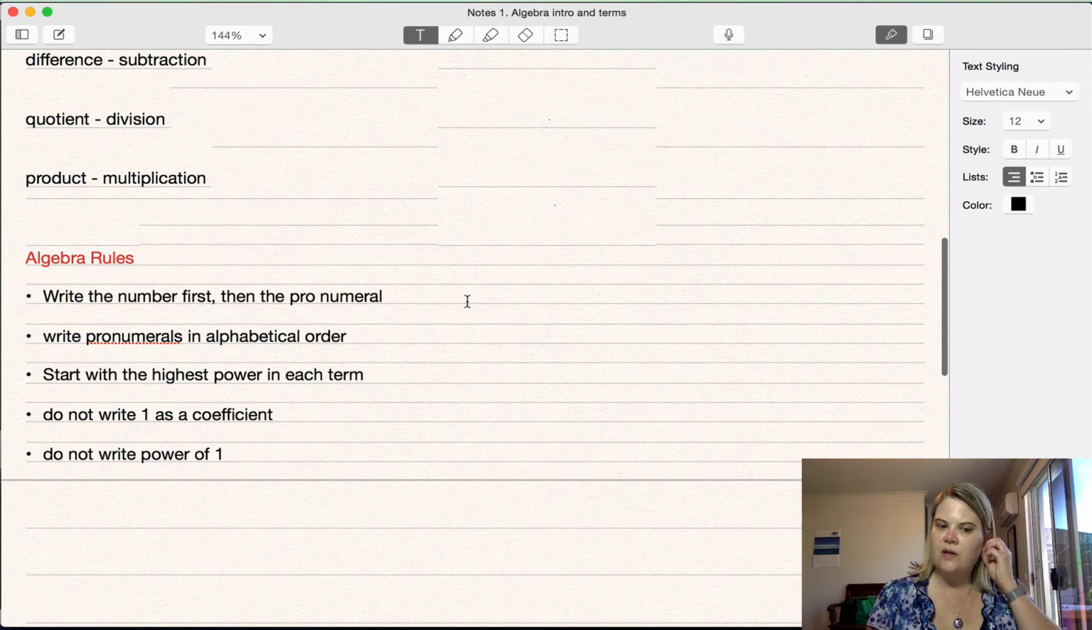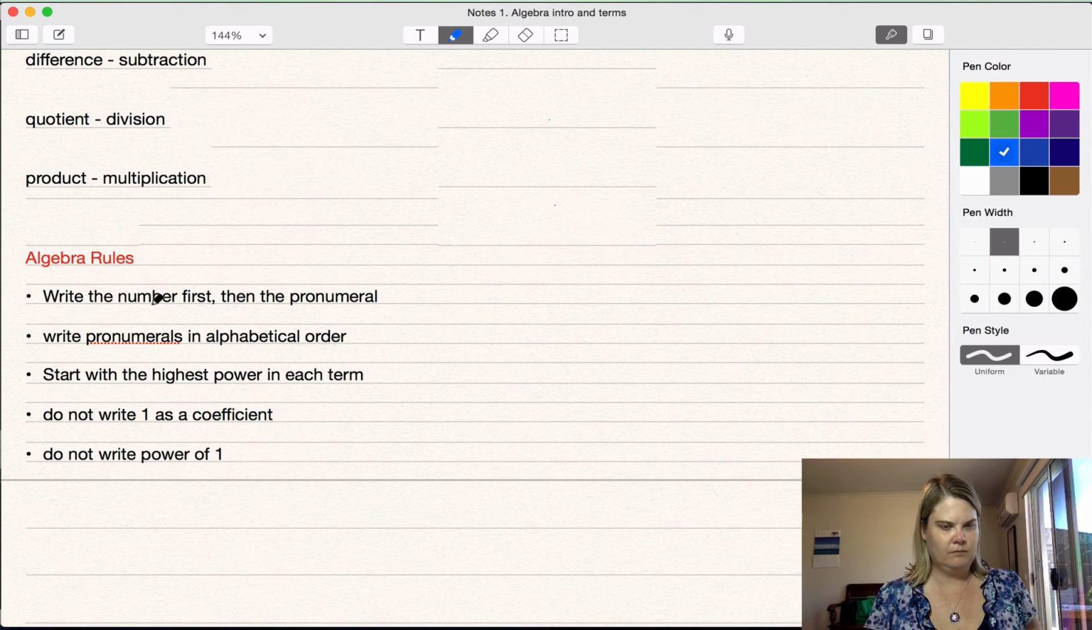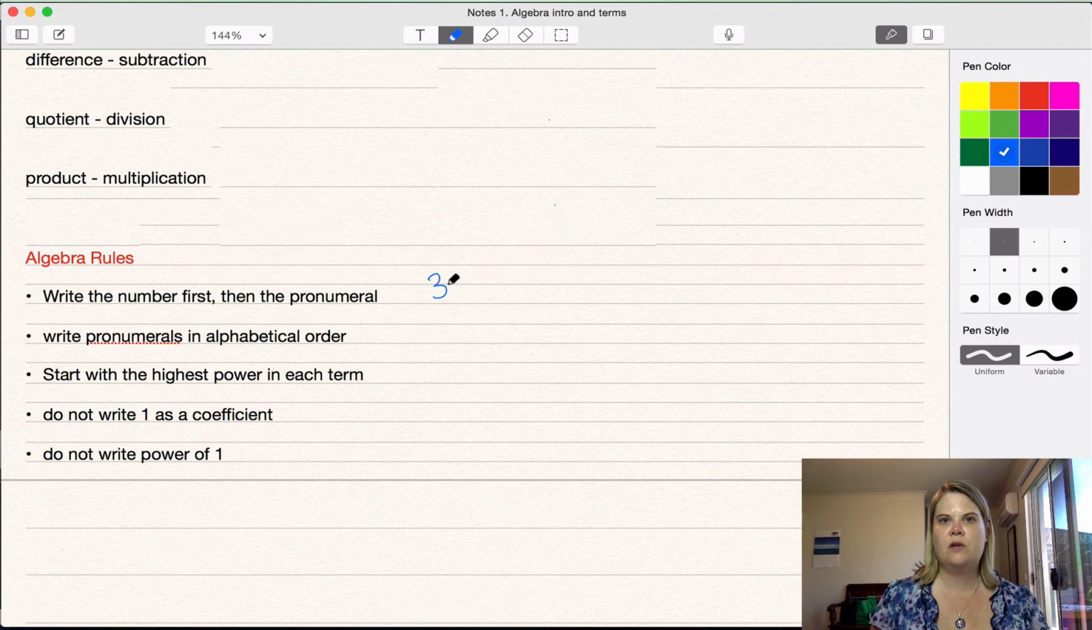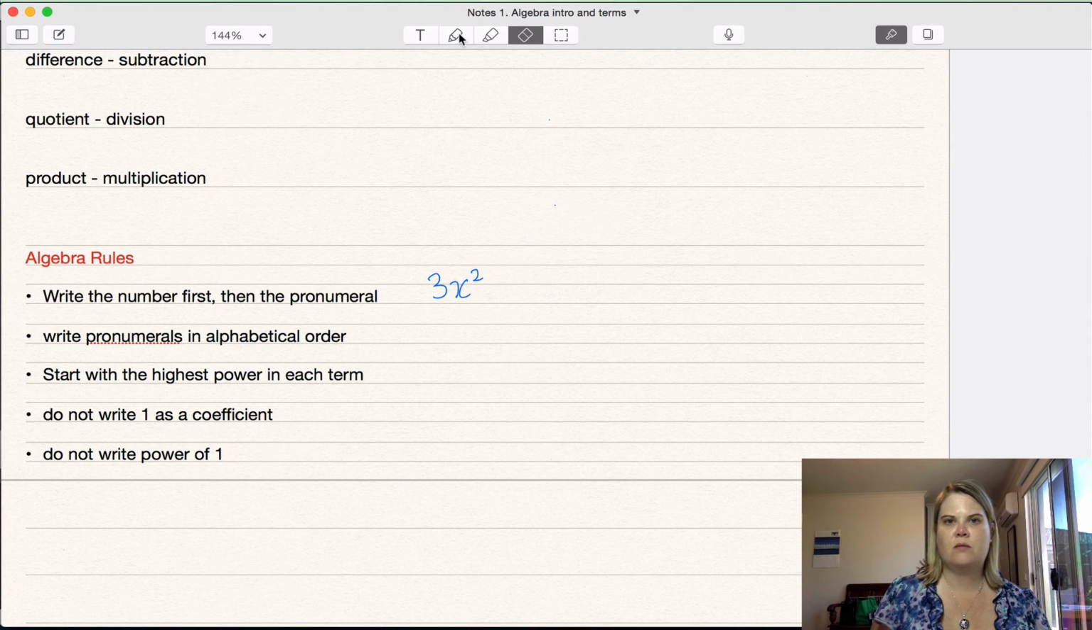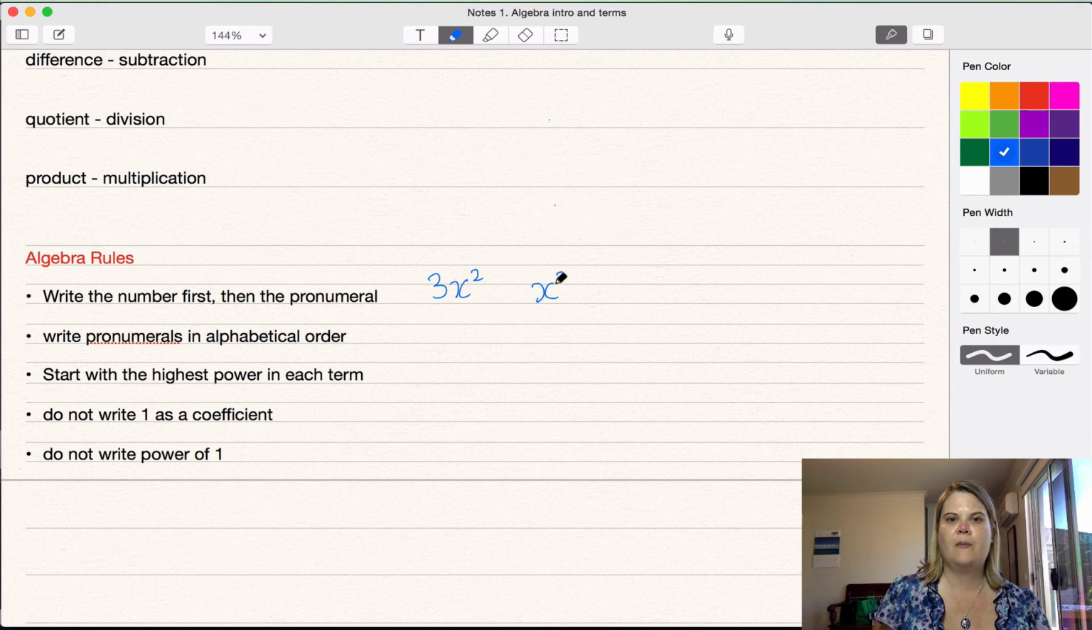Some of the algebra rules that we need to make sure we follow. First one is write the number first, then the pronumeral. So we write 3x squared, not, written it around the wrong way again, x squared 3. So put a cross through that.